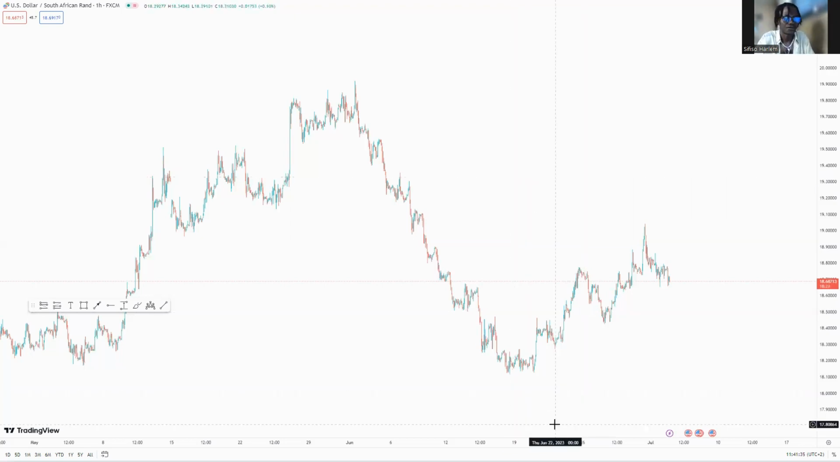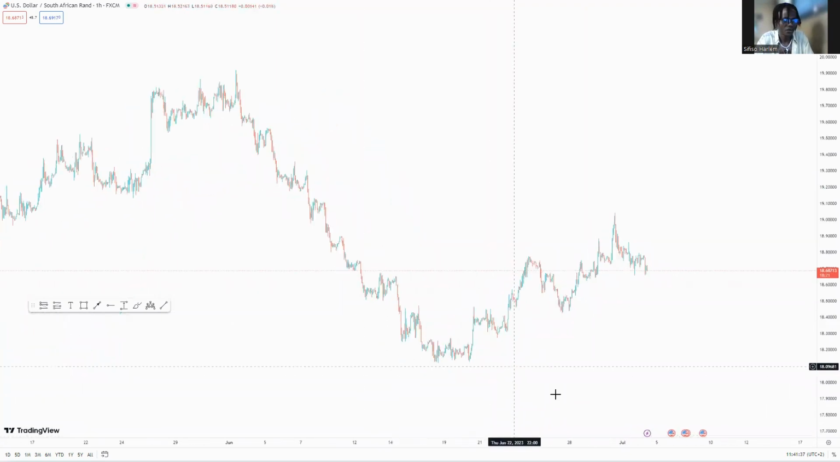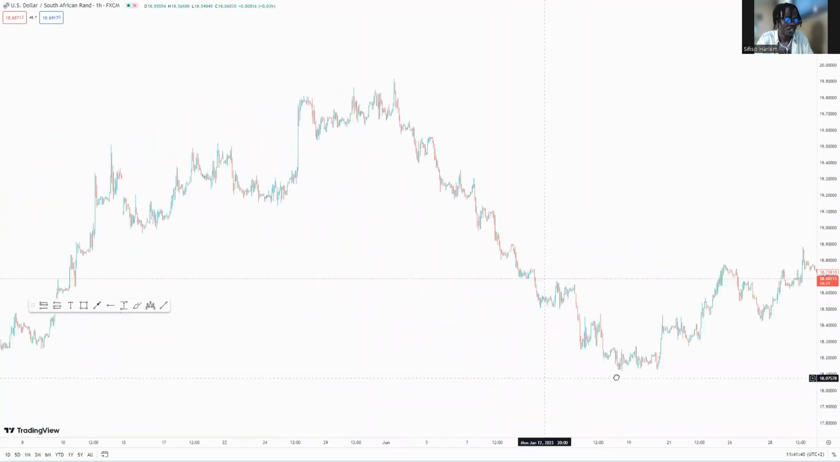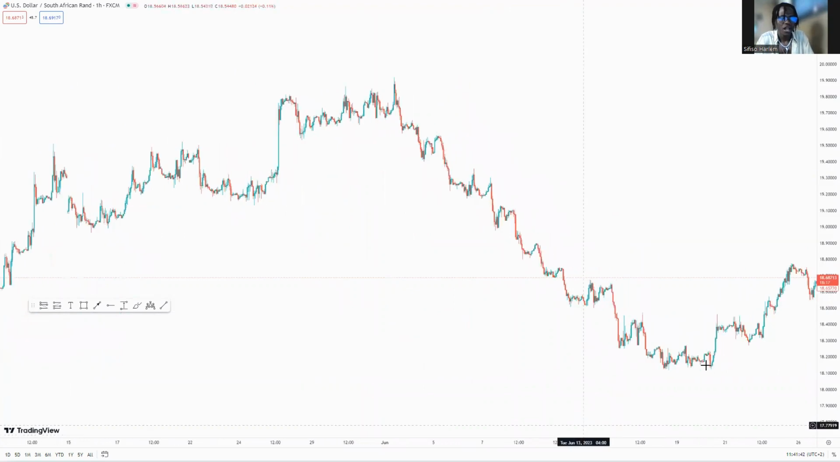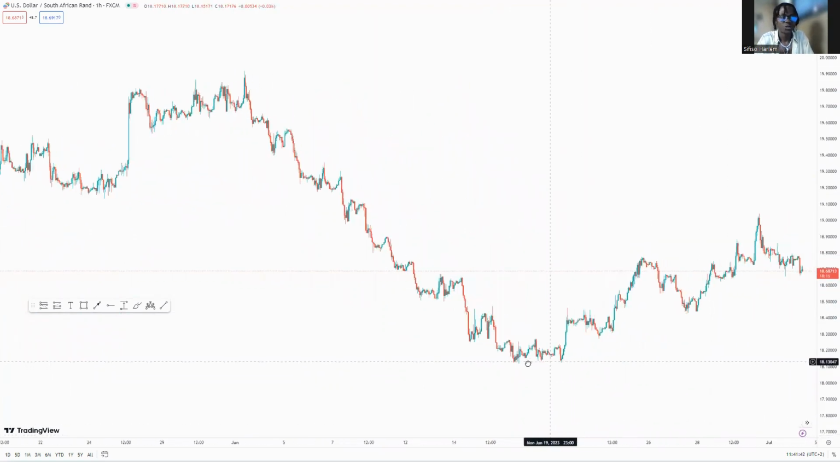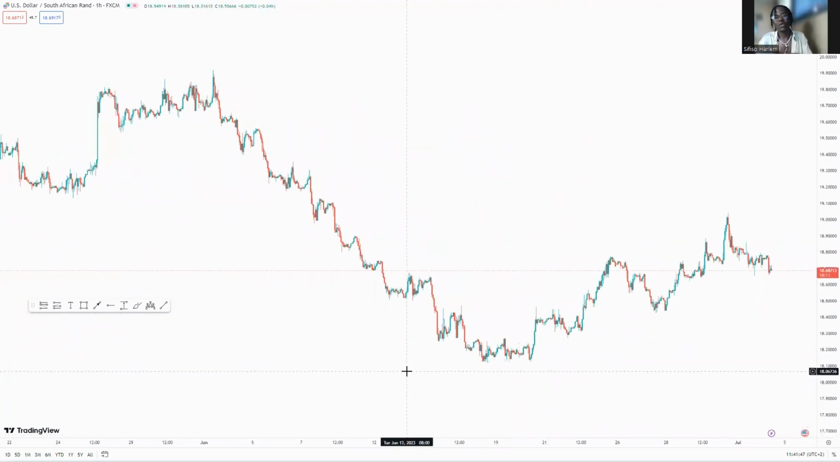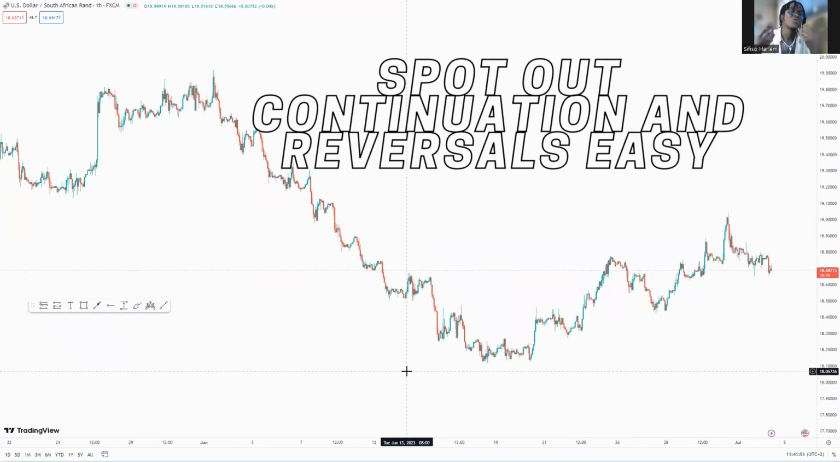So guys, this is the hourly time frame. I'm not going to share so much, or take much time, but I need you to understand how to spot a continuation and how to spot a potential reversal, right? So now, looking at USDZAR.